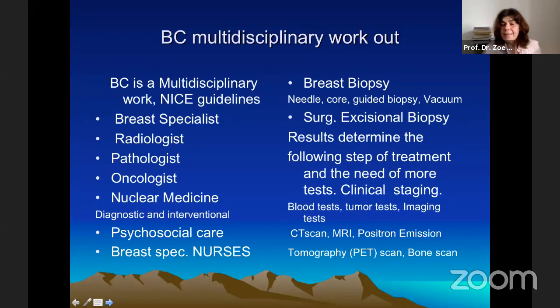Now, as I said, breast cancer care is multidisciplinary work. We cannot achieve what we have achieved so far if we don't have all these specialties together. At all times they work together.